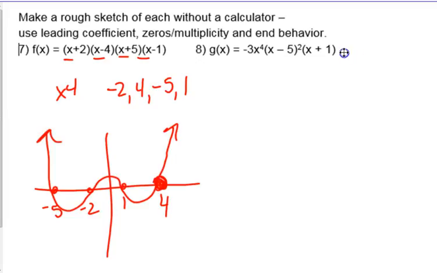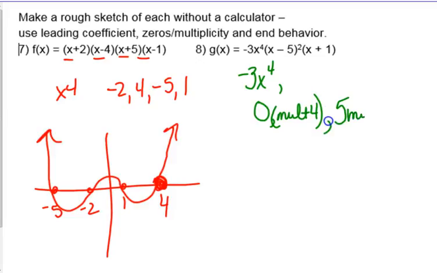All right, this one gets more complicated. Out front, there is a -3x to the 4th. If I set that equal to 0, it means there is a 0 at 0 of multiplicity 4. Everybody okay? Yes. All right, where else are there zeros? There's a 0 at 5 of multiplicity 2. And there's a 0 at -1.